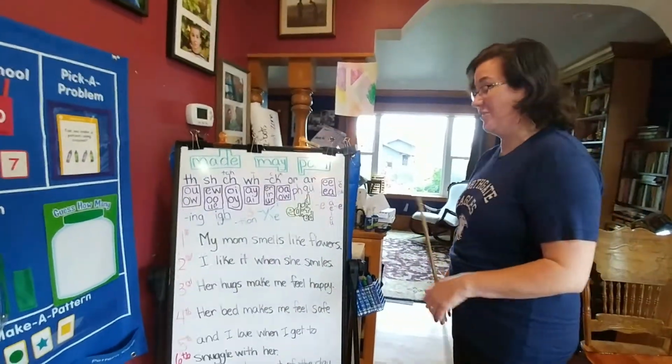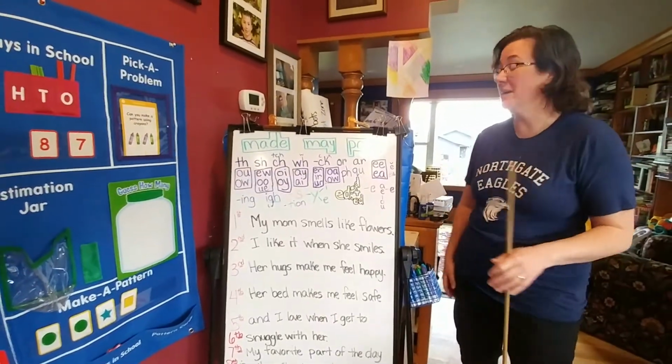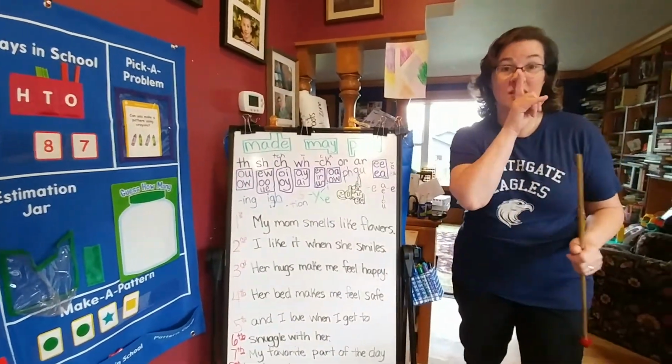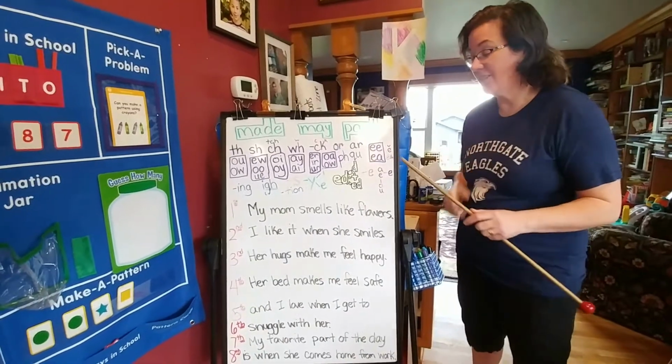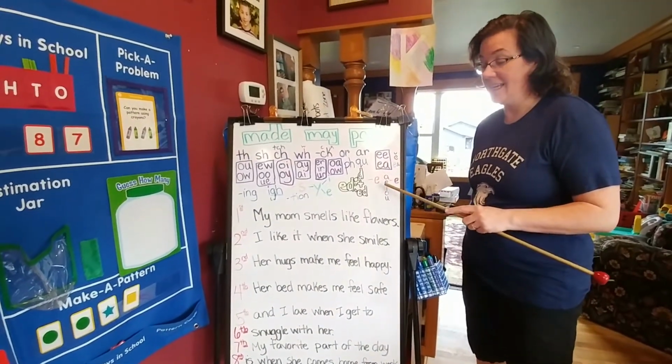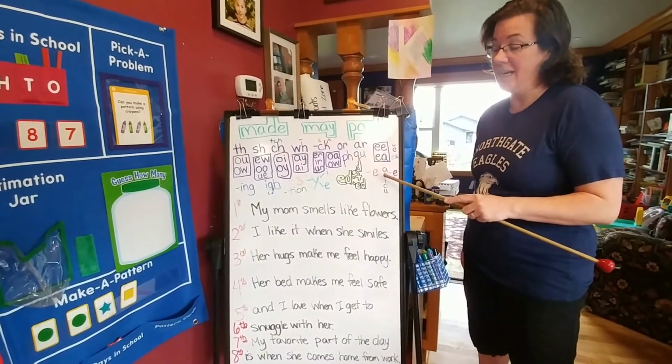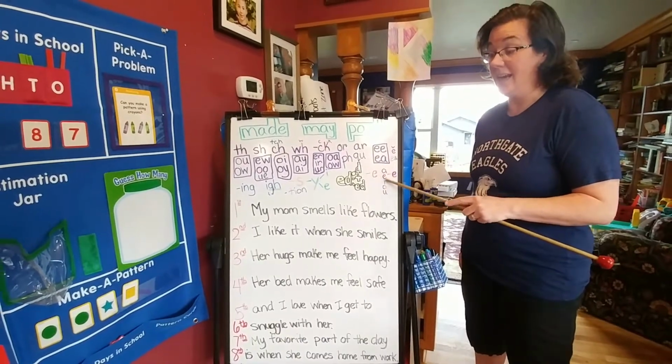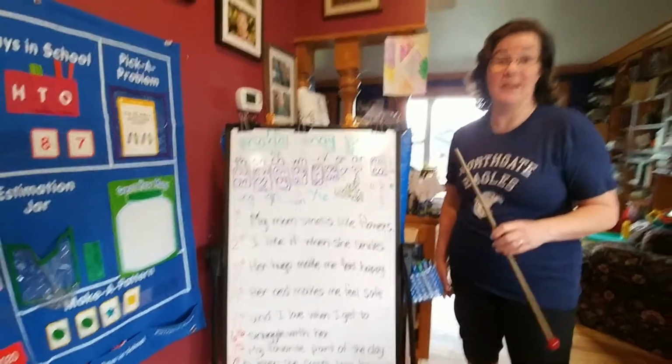Wonky E just shows up at the end of the words and does nothing. It's just there to confuse you. But a silent E makes the middle vowel say its name. Say my name, say my name. And the E is silent. Okay? These are the names of our vowels. A, E, I, O, U. These are the vowels of the alphabet.